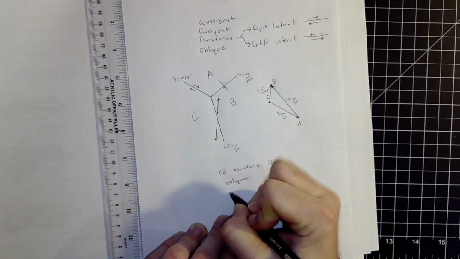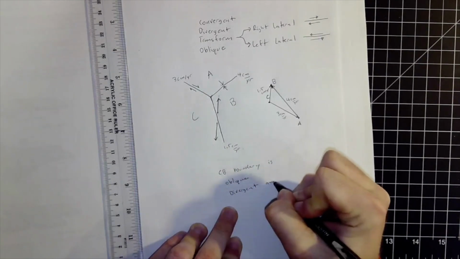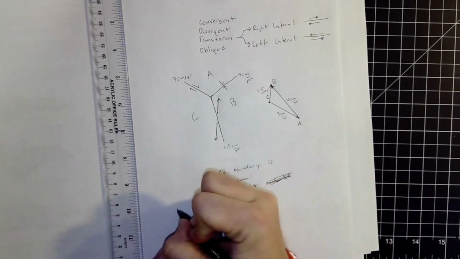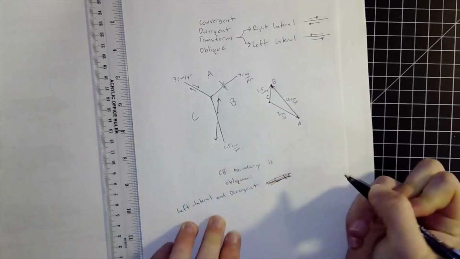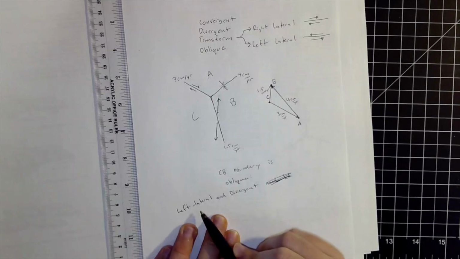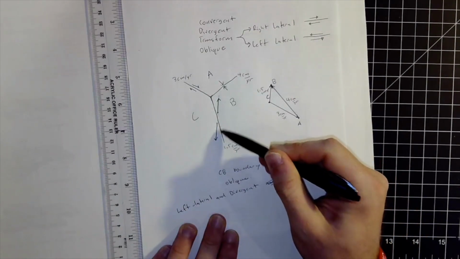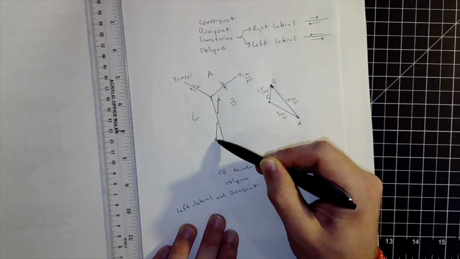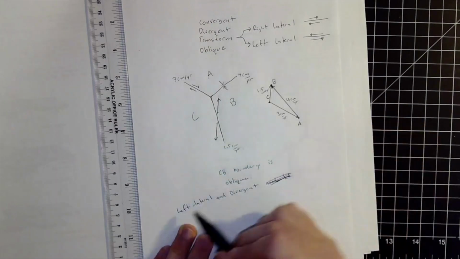More specifically, it's divergent and left, actually I'm going to reverse these, left lateral and divergent. Typically we want to put the dominant motion first. So in this case, the majority of the motion, the larger component, is a transform motion in a left lateral sense. Smaller amount of the velocity is in divergence. So we'd say left lateral and divergent.